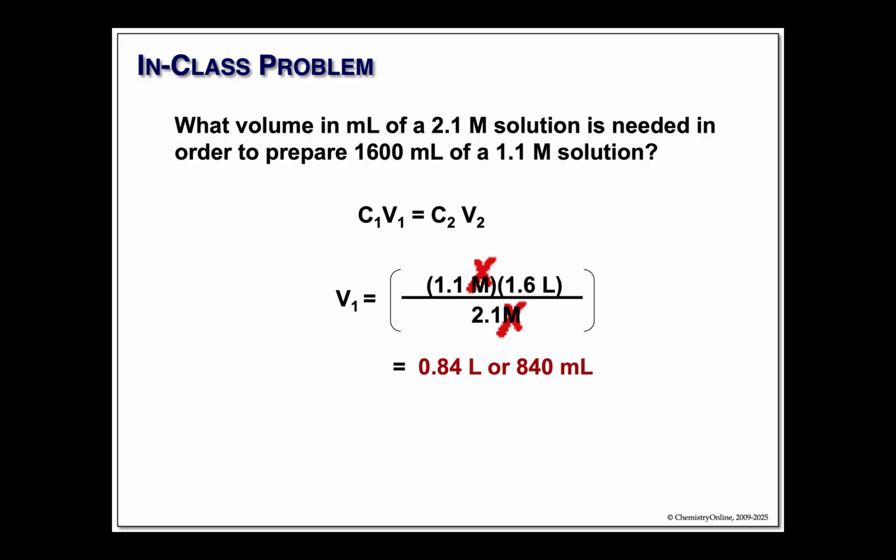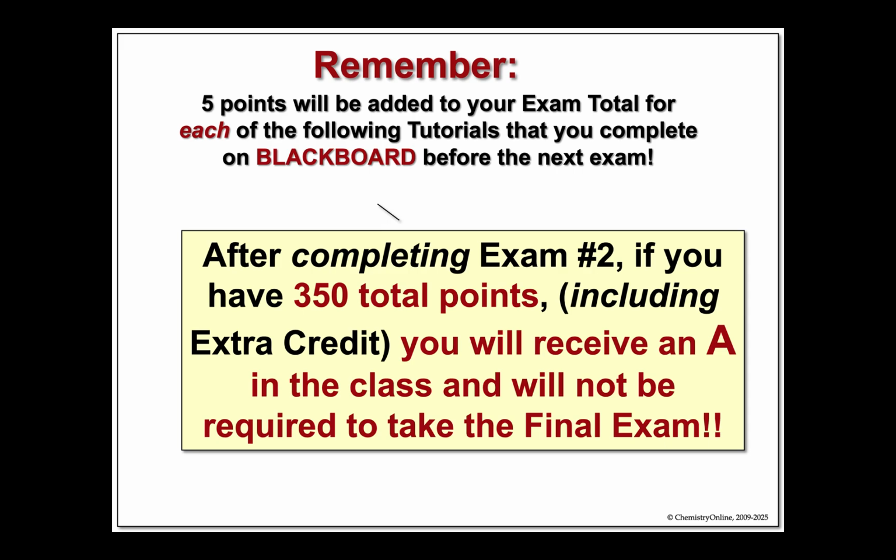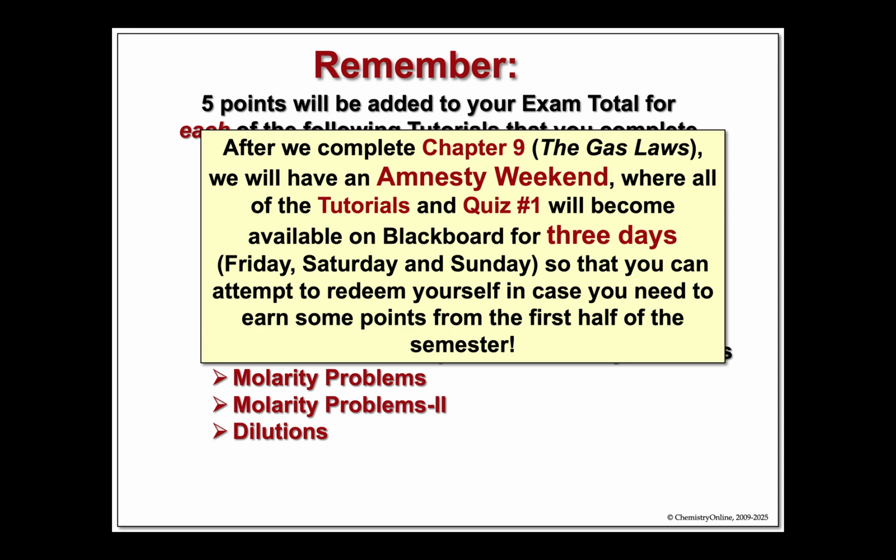All right, that's about all that Chapter 7 offers us. We have 3 more tutorials: molarity 1, molarity 2, and dilutions. Remember, we're all chasing 350 points. Also remember, this is the first time I'm telling this officially, but after we finish Chapter 9, we're going to have Amnesty Weekend, so reserve that weekend. On Friday, Saturday, and Sunday, tutorials and quiz 1 will both come back online for the first half if you need to make up something you forgot to do.